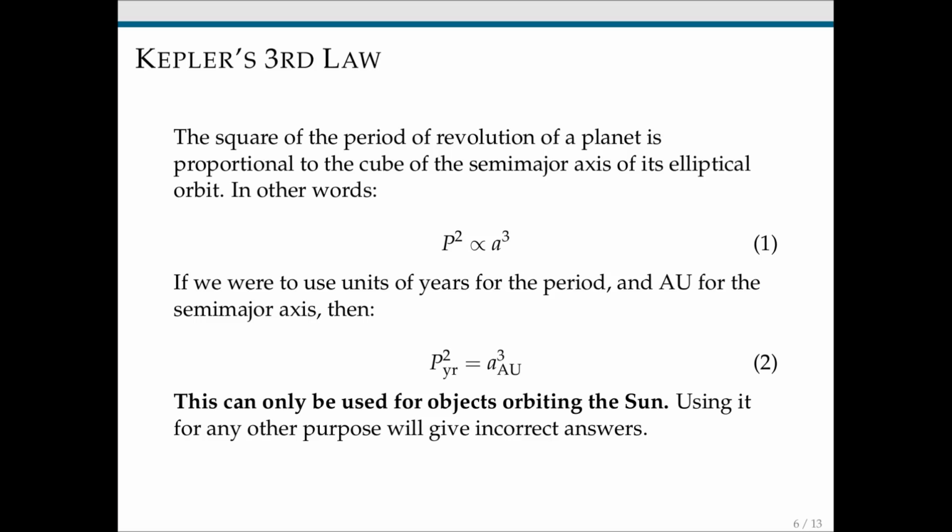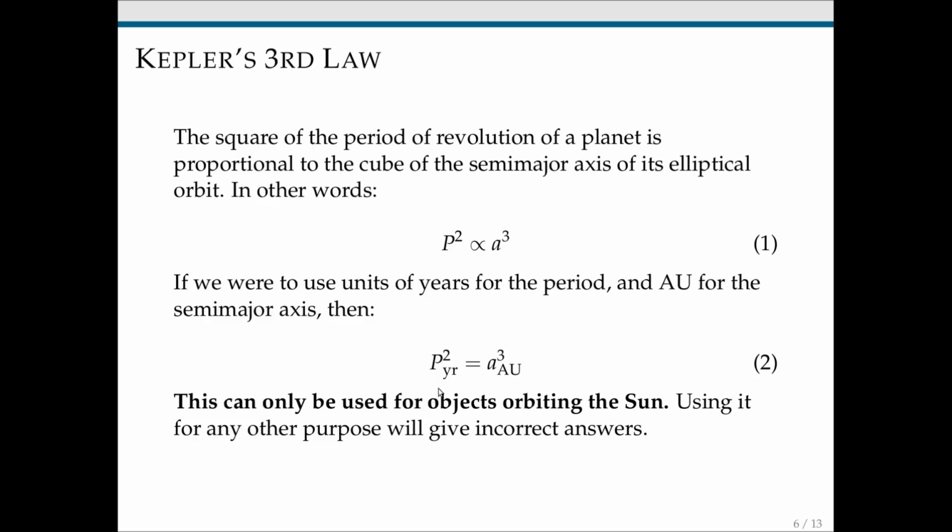Kepler's third law states that the square of the period of revolution of a planet is proportional to the cube of the semi-major axis of its elliptical orbit. In other words, P squared is proportional to A cubed. Kepler found that the constant of proportionality in this equation is the same for all the planets orbiting the sun. Now, if we were to use units of years for the period and AU for the semi-major axis, we can get this equation here. P squared in years is equal to A cubed in AU.